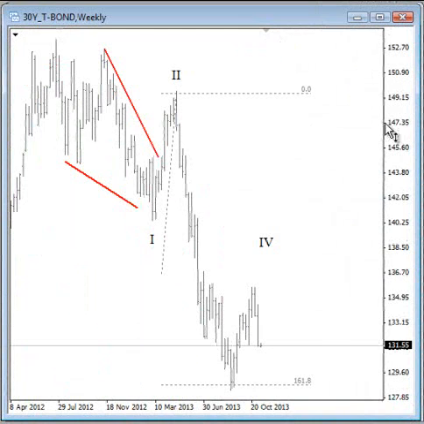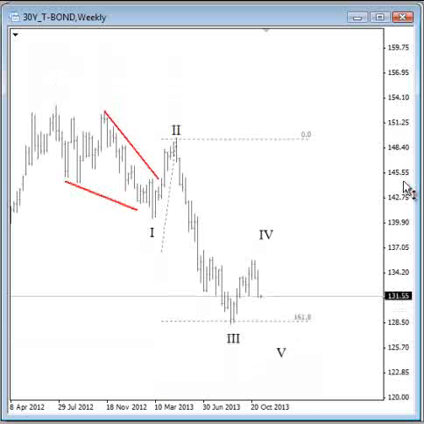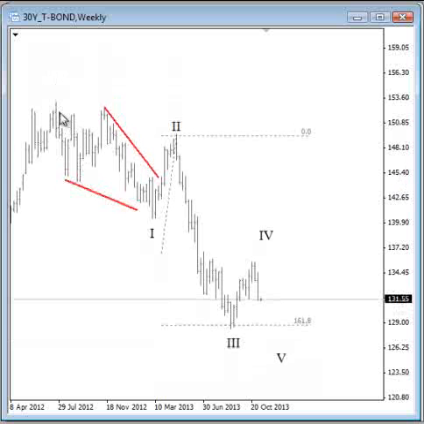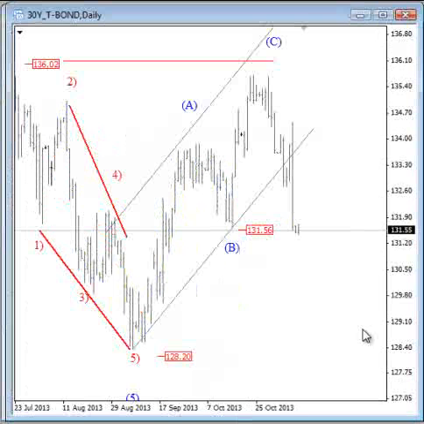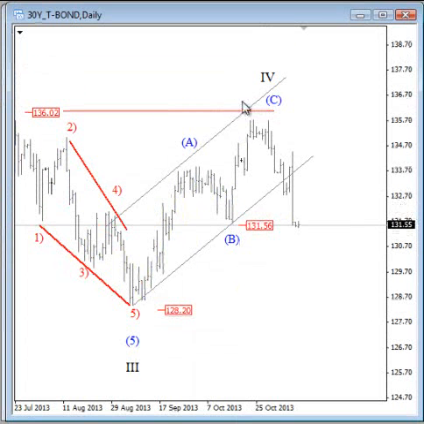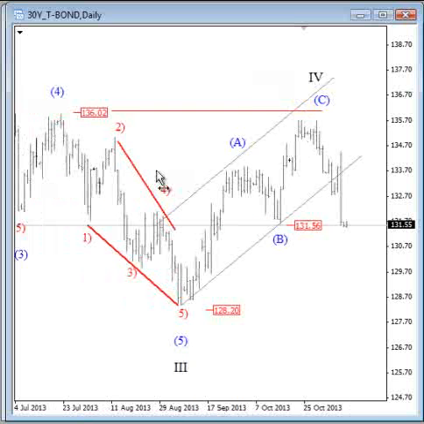Here in front of me I have 30-year US bonds. You can see here I labeled on the weekly chart, this was a leading diagonal in wave 1, wave 2, extended wave 3, wave 4, probably finished, and now we are moving down in wave 5. Now here on the daily chart is the reason why I mentioned that wave 4 is probably finished.